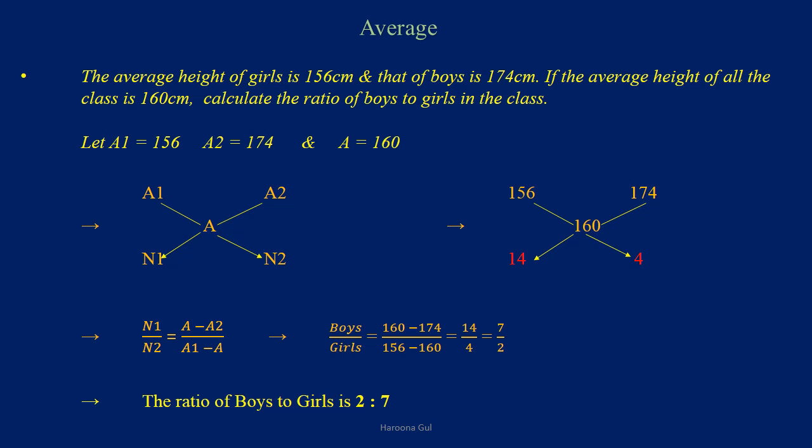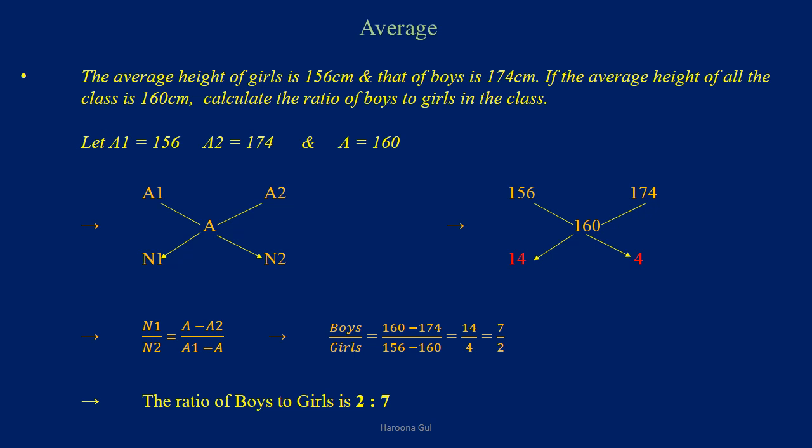Now what we're going to do is we can solve the question with the help of either of the two methods. If we put the values in the chart, what we're going to get is our ratio of girls to boys would be 7 to 2.